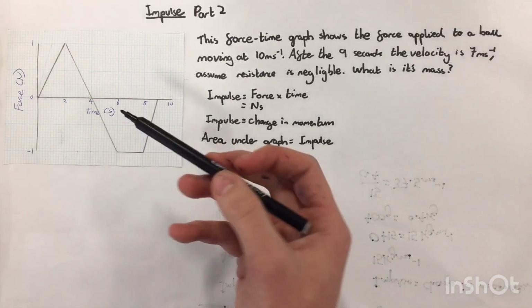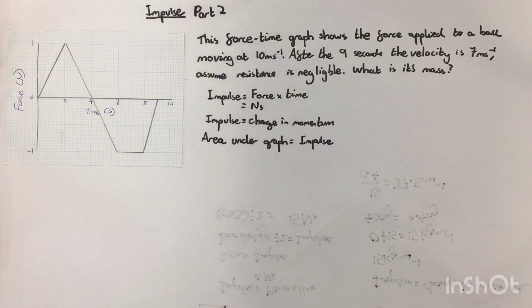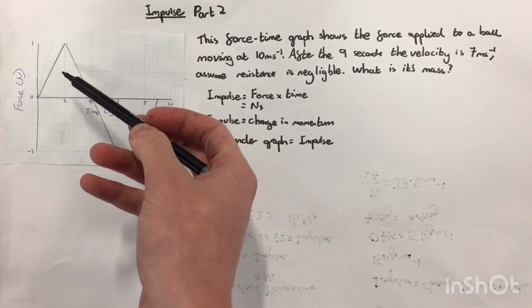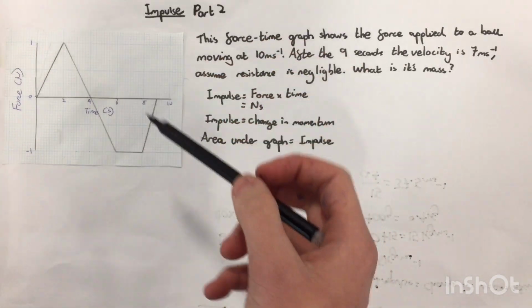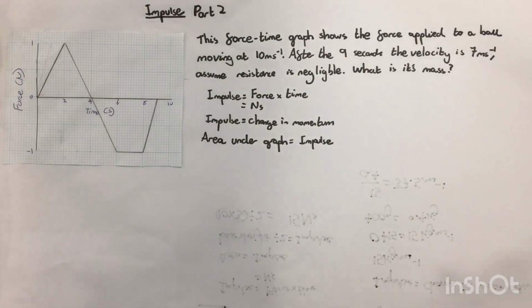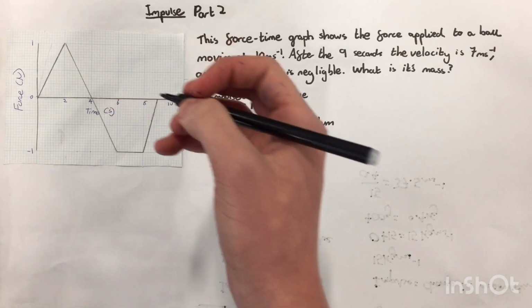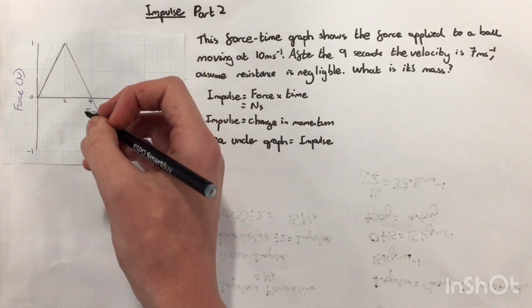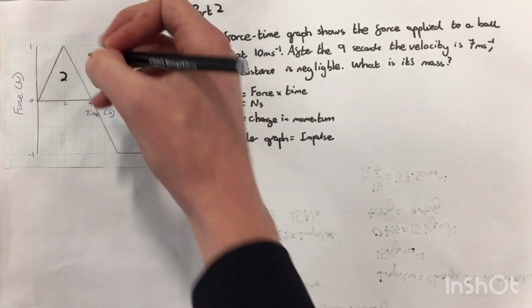Here, the only difference with the graph is it goes under the x-axis. So to do this, we simply work out the area of the one above and the one below, and take the one below away from the one above. So, base times height divided by 2. 4 times 1 divided by 2 is equal to 2.